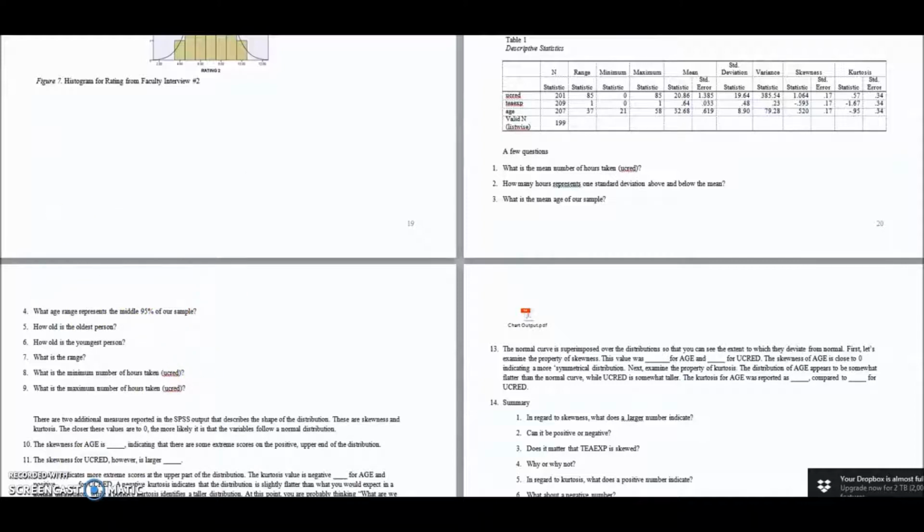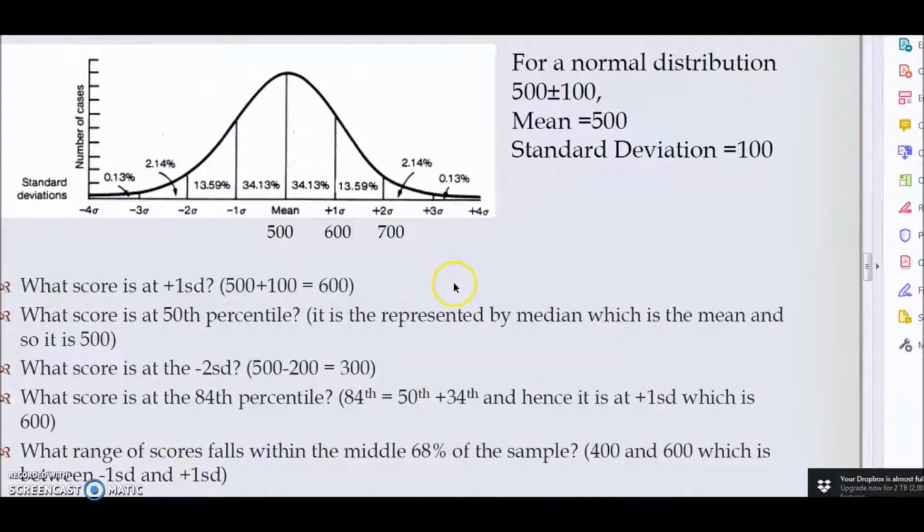Let me open that one up once again for you guys. So here is that normal distribution curve. So where would the 95th percentile lie? 1 standard deviation below and above the mean is how much? 68 percent, because you're adding 34.13 plus 34.13.